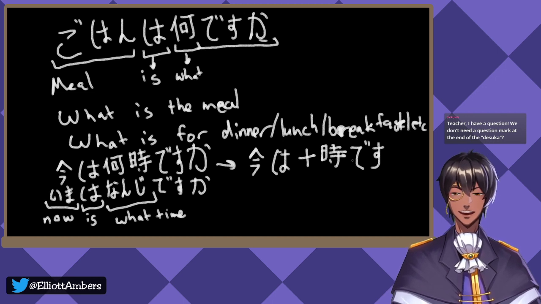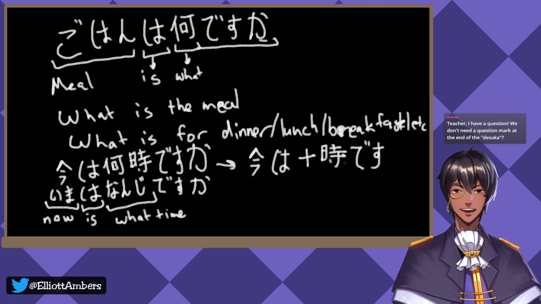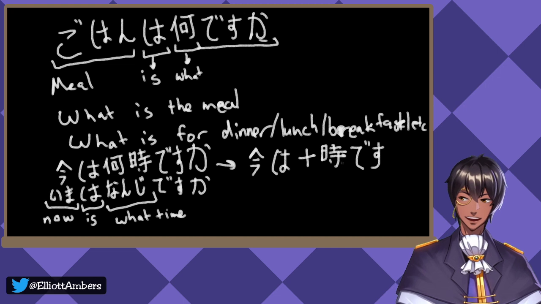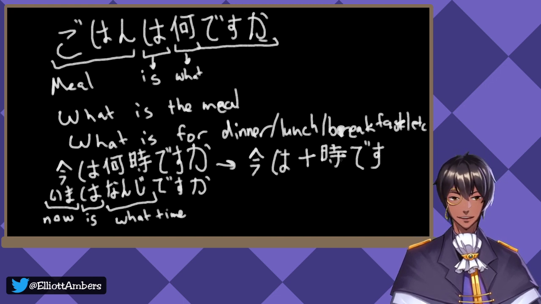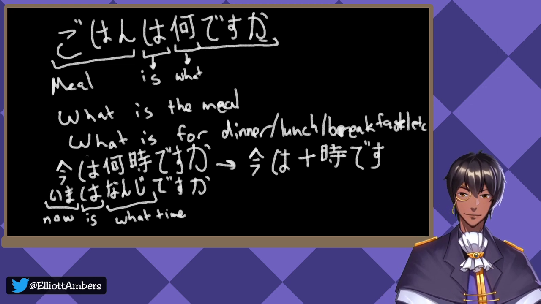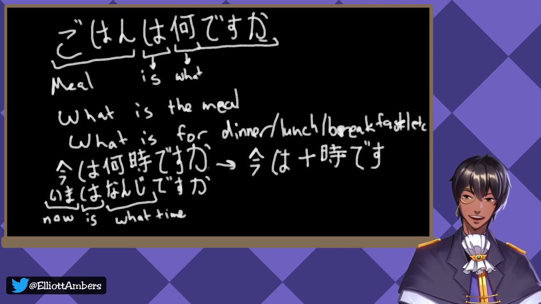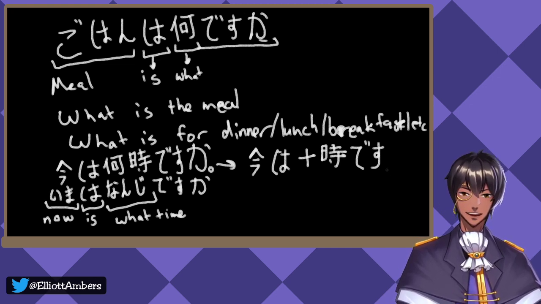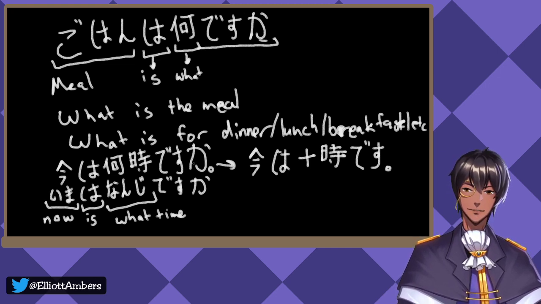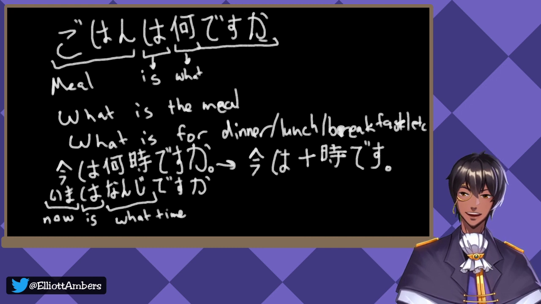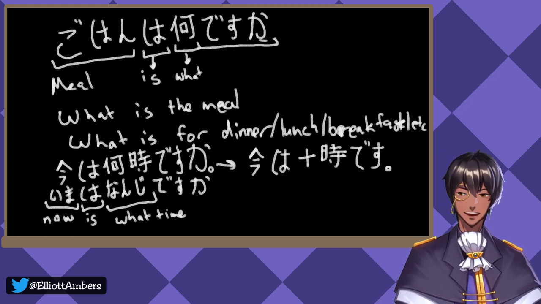Oh, that's a good question. Yeah, I didn't mention that. Unlike English, which has question marks when we ask questions, for Japanese the ka is all we need in order to know that this is a question. When you end a sentence with ka, that lets us know that we are asking a question about something.